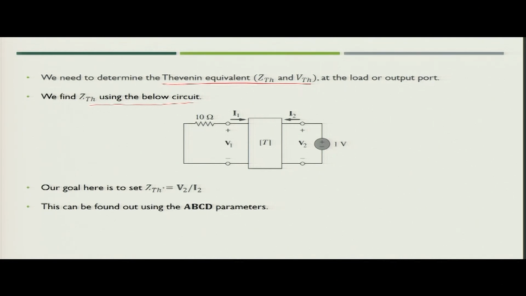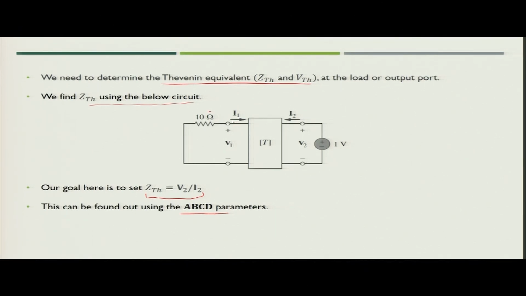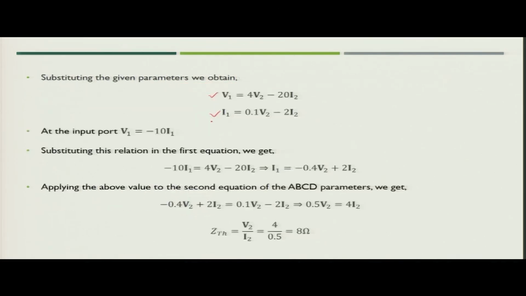This relationship between V2 and I2 we will get with the help of ABCD parameters. If you put the values of A, B, C and D, you can simply write V1 and I1 as V1 is equal to 4 V2 minus 20 I2, I1 is equal to 0.1 V2 minus 2 I2. Now, if you see at the input port, V1 is equal to minus 10 I1, because the direction of I1 is opposite. So, this we get from the input port.